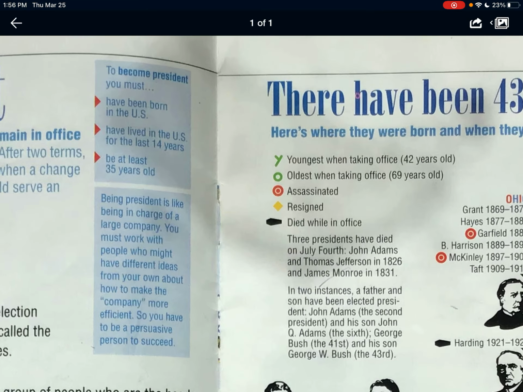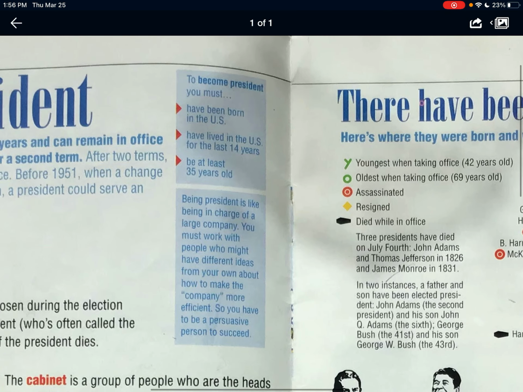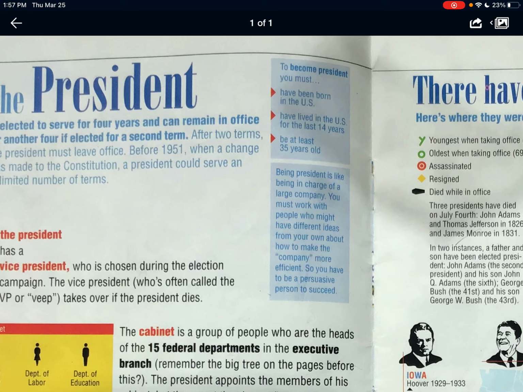This is going to shock and surprise you. To become president, you must. There they are. Okay? So, do you need a high school diploma to run for president of the United States?